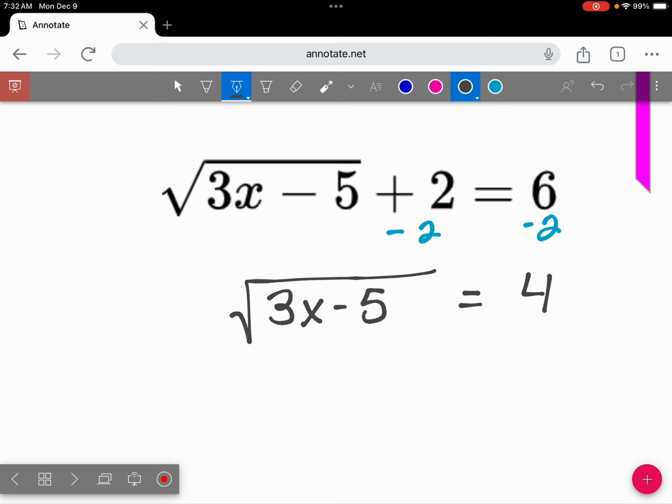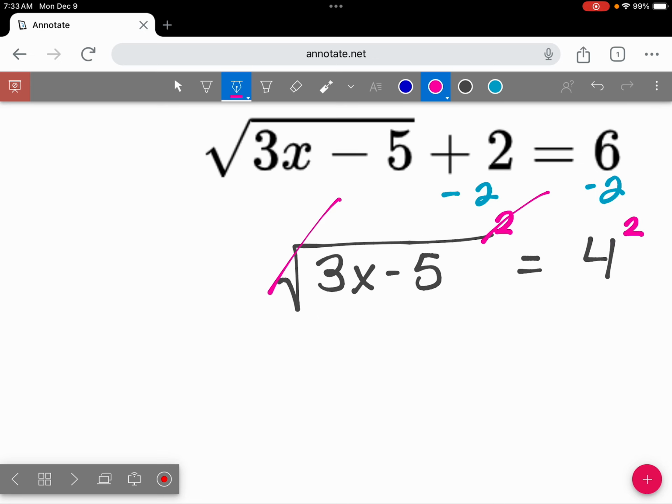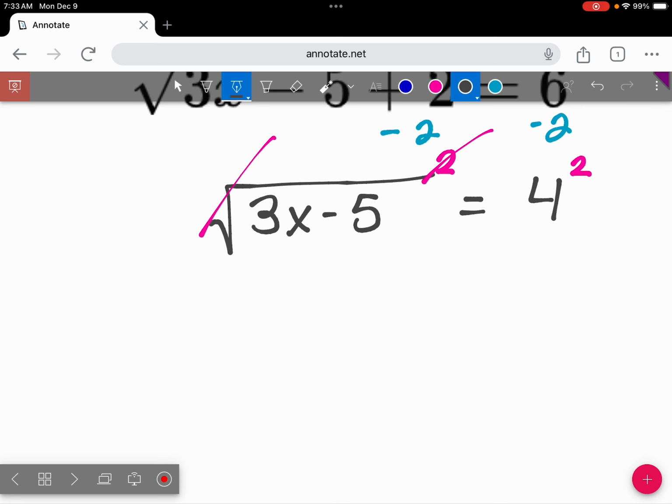What's going to be next? Square it. Yes. We want the square root all by itself so that we can square both sides to be rid of it. So we're going to be left with our 3x minus 5 equals 4 squared, which is 16.